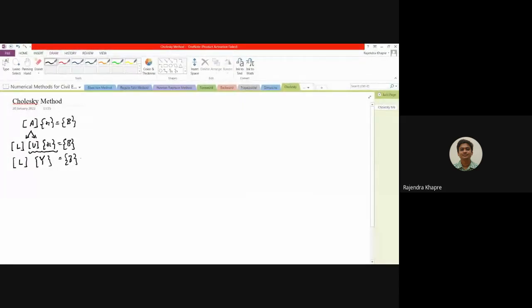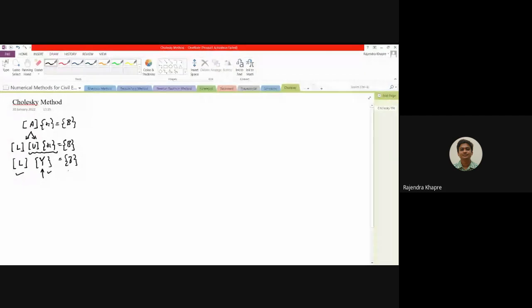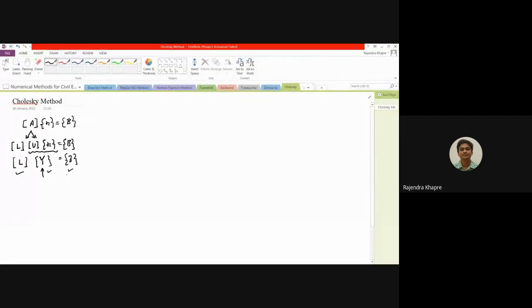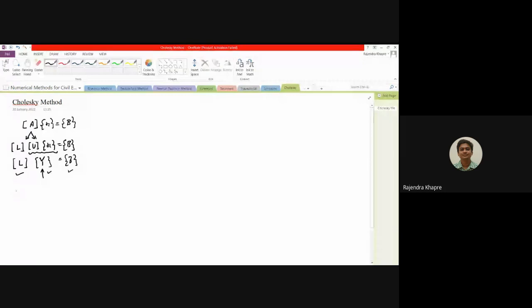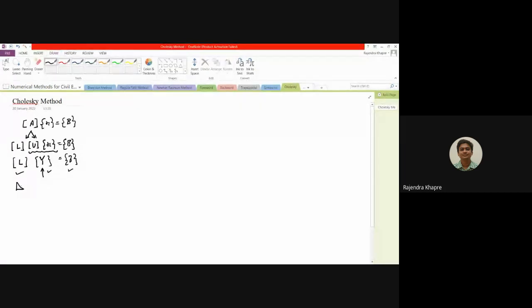Now if we are able to find these values, they will be known, and if we know them, it becomes much easier for us to solve, because this is a lower triangular matrix. Lower triangular matrix means there are values in the lower triangle and the upper triangle will be 0. These values will be known, so things become very simple. This is one of the basic ideas adopted in the Cholesky method.